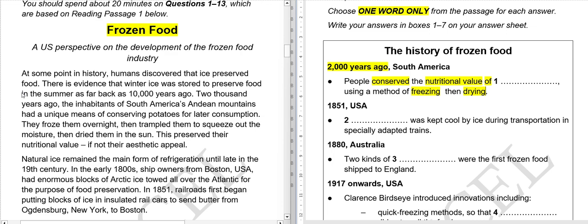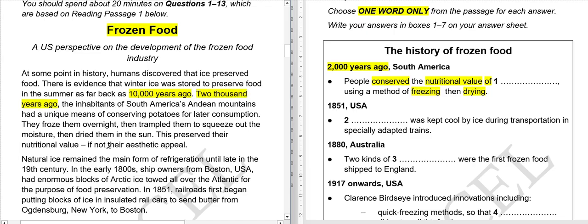At some point in history, humans discovered that ice preserved food. There is evidence that winter ice was stored to preserve food in the summer as far back as 10,000 years ago. So here they are talking about 10,000 years ago, but we need to find 2000 years ago. So this cannot be our location. 2000 years ago. So here it is.